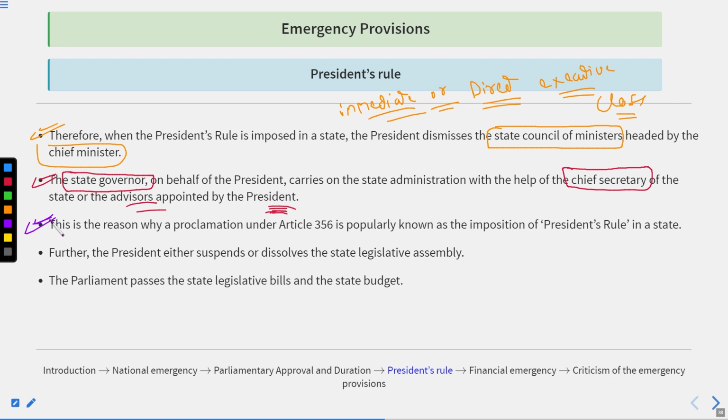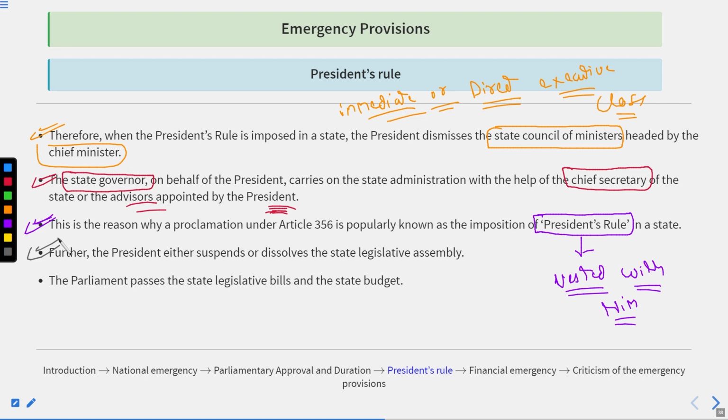This is the reason why a proclamation under Article 356 is popularly known as the imposition of president's rule in a state. Why? Because right now the president is directly ruling the state. However, he has appointed the state governor as a representative, and the chief secretary and the advisors as subordinates to the state governor. But ultimate control is vested with the president. All right.